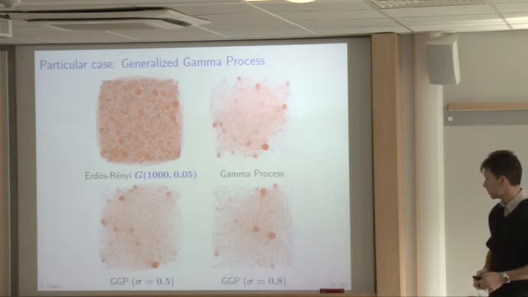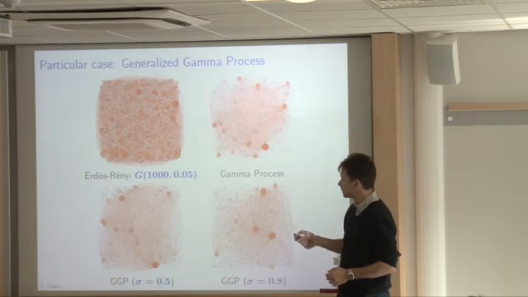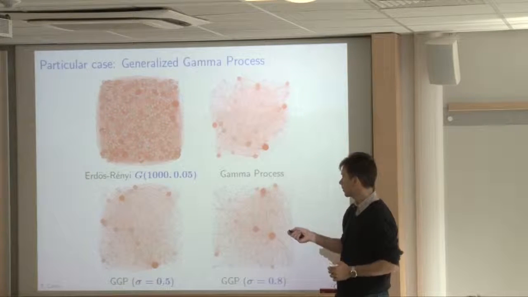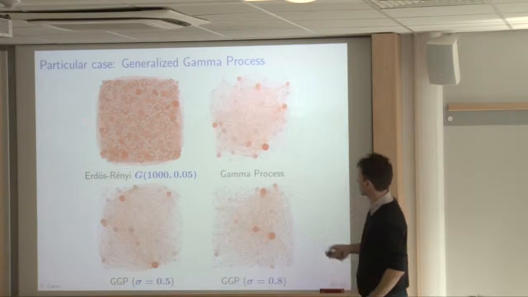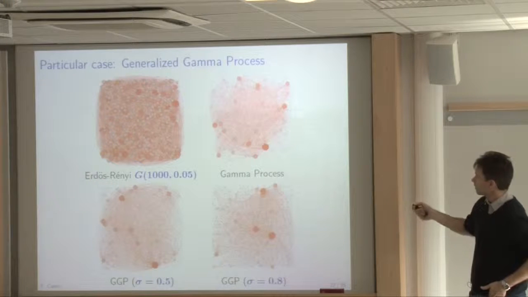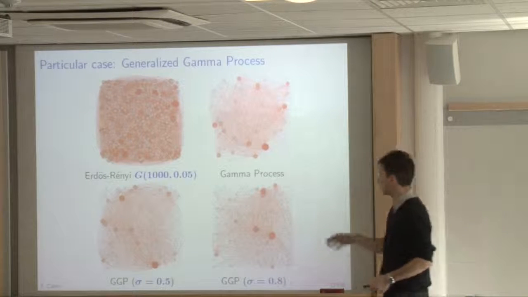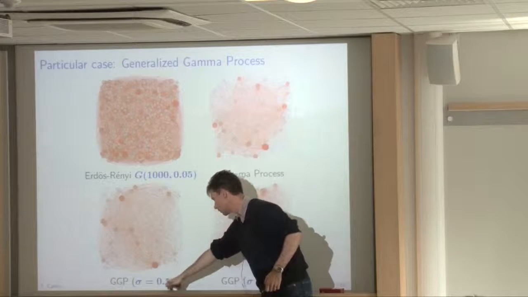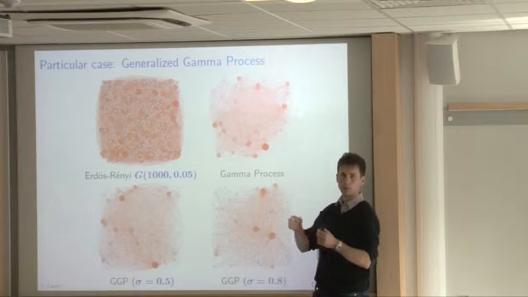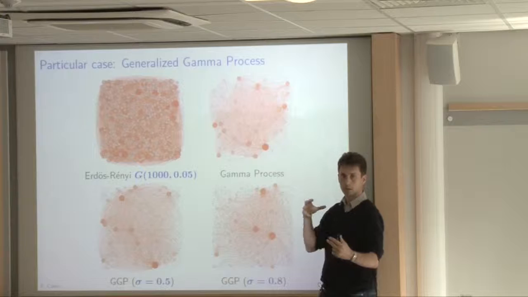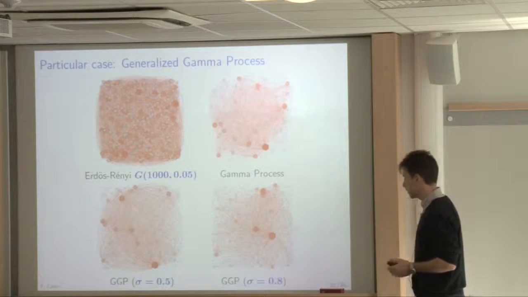So here are just some simulations from the model. On the top left, just for comparison, is an Erdos-Renyi graph with 1,000 nodes and probability of connection of 0.05, where you obtain some sort of dense graph. And here is a simulation from the model. Here for a gamma process, when sigma is equal to 0, and here you increase the value of sigma: 0.5, 0.8. As you increase the value of sigma, you obtain graphs that are sparser and sparser, with heavier tail degree distribution.